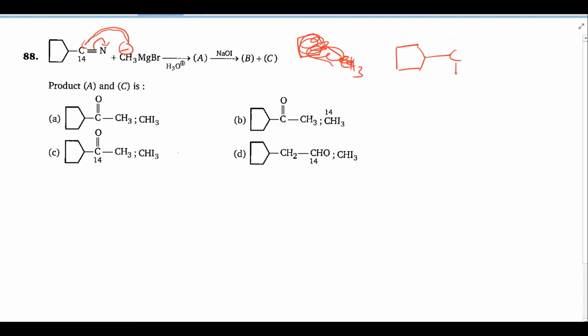So C, CH3. Here double bond N, Mg, Br. After that hydrolysis, bond breaking. Bond breaking here, H is added, OH is added, H is added, OH is added. Then you are going to get cyclopentane, C, OH and OH, here CH3.